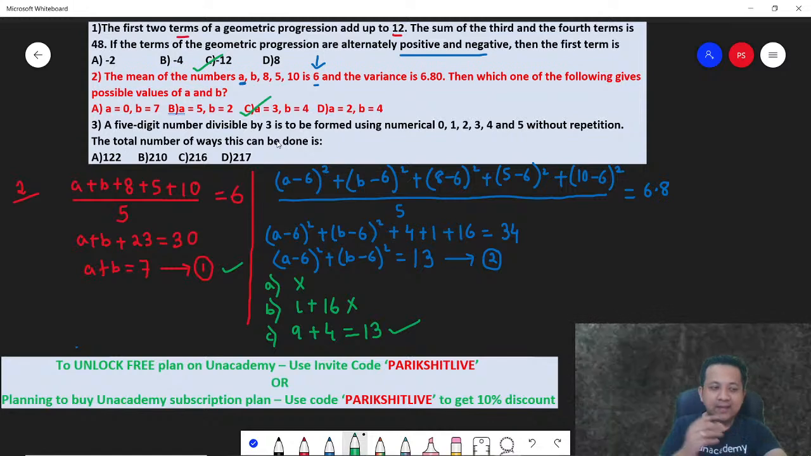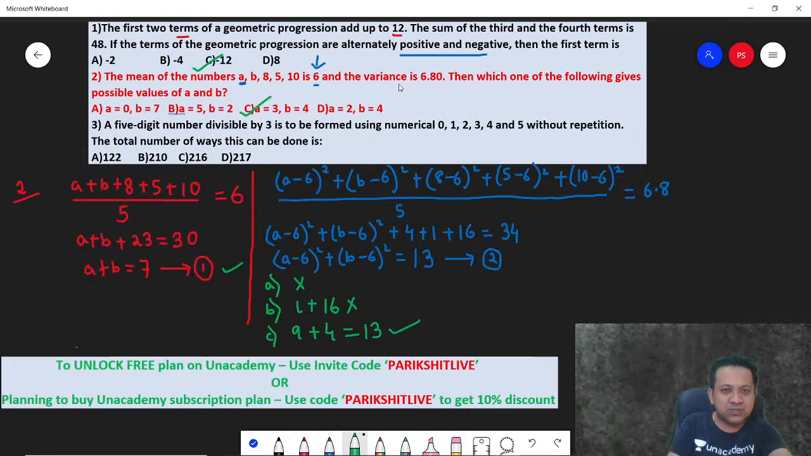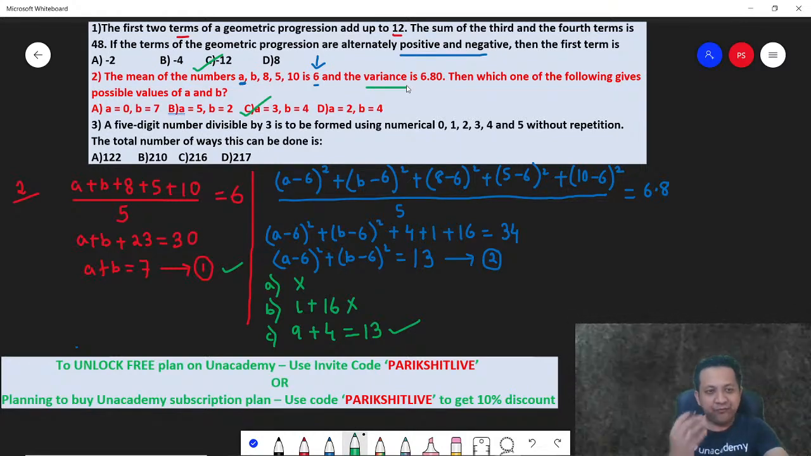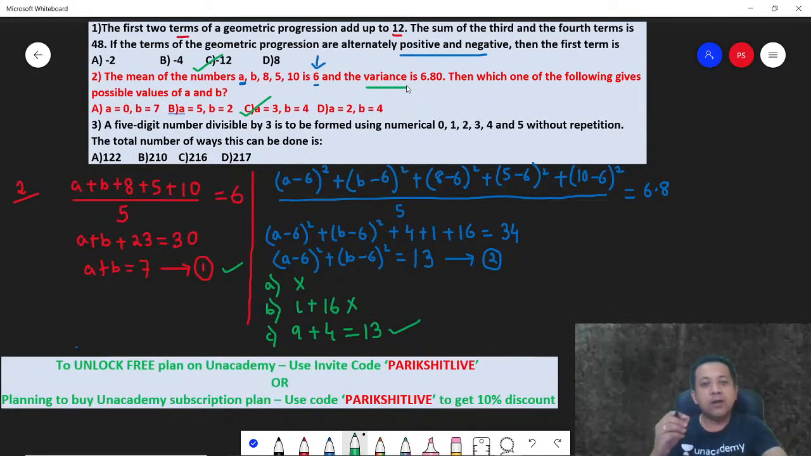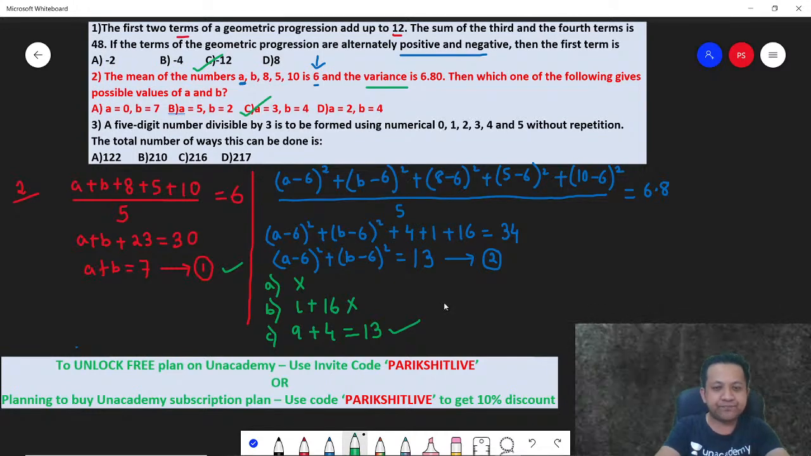Got it? Any doubt in question 1 and question 2? Remember, these are all previous year SNAP questions. I think you learned a new term today. What is the new term? Variance. What is variance? Remember, it is the difference from the mean whole square. Correct? Fine.